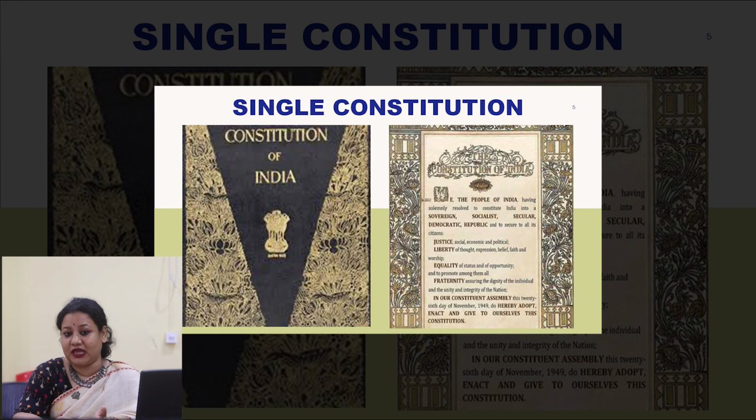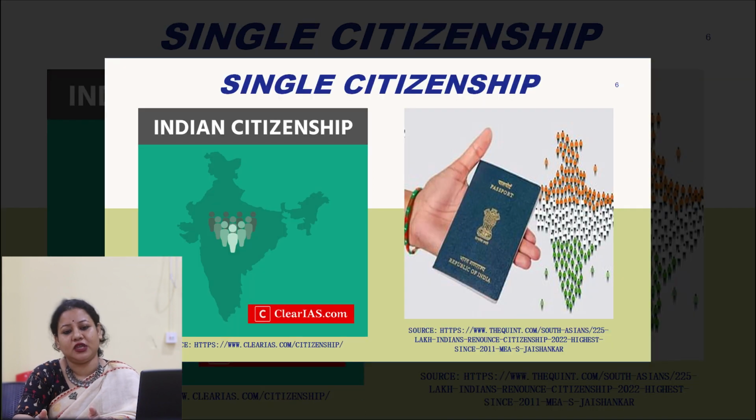But if you see in India, we have only one constitution, that of the central government, right? We do not have a constitution for Assam, Maharashtra or Karnataka. So again, a single constitution makes the central government more powerful. Then the same thing applies to single citizenship. We do not have citizenship for the central government and the state government. We have only one single citizenship.